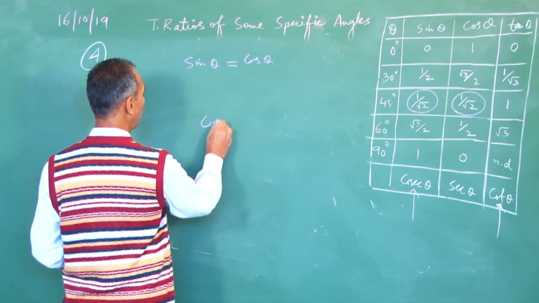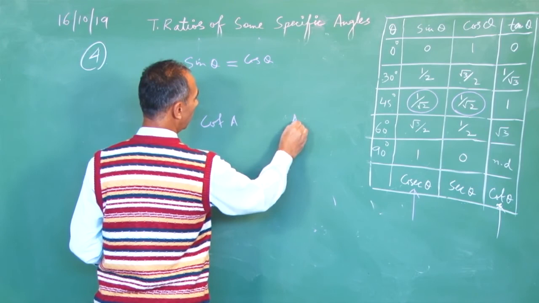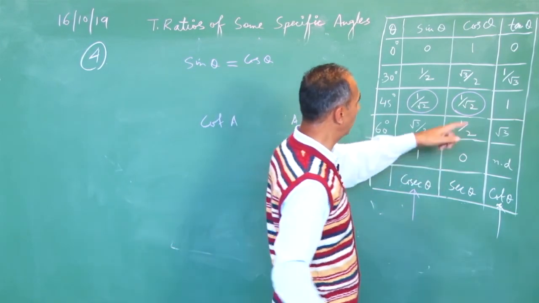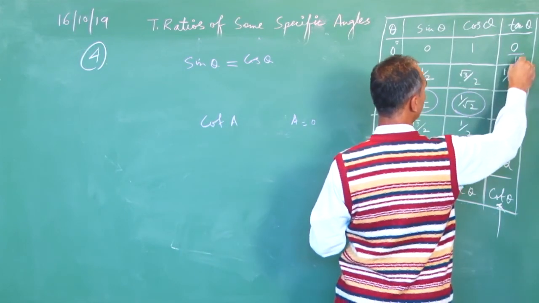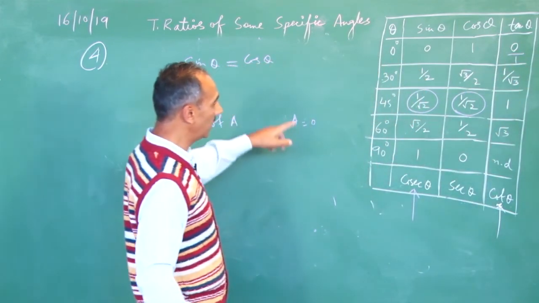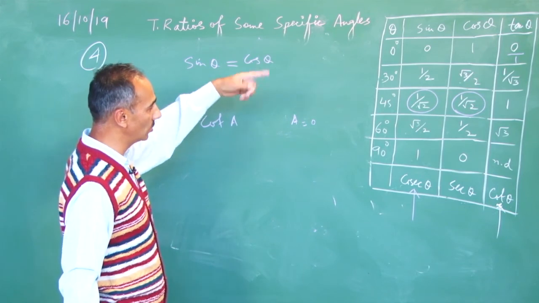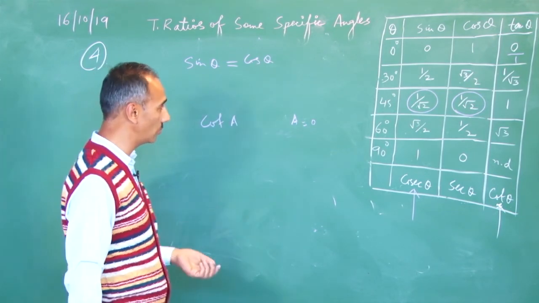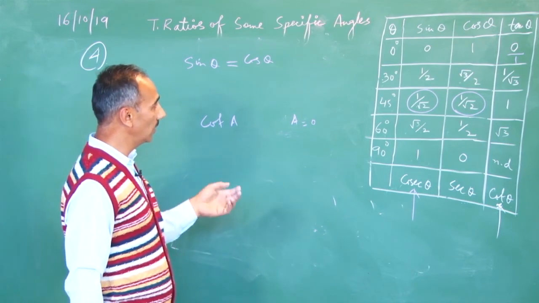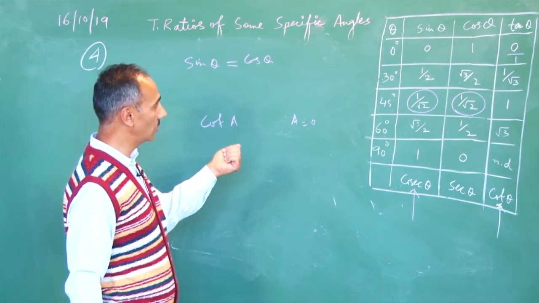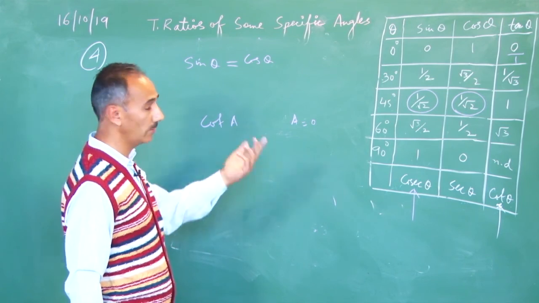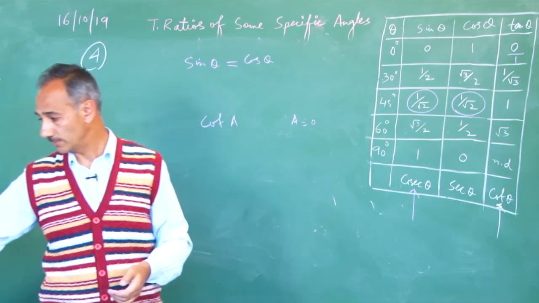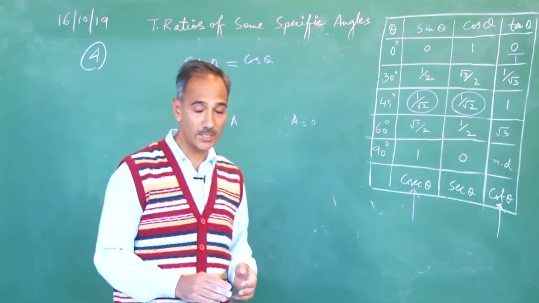Then it says cot A is not defined at A equal to 0. If angle is 0, tan 0 is 0 by 1 and cot will be 1 upon 0, which is not defined. So it's true. I repeat, if my angle A is 0, tan 0 is 0 and cot will be its reciprocal, that's 1 by 0, which is not defined. So it's true.